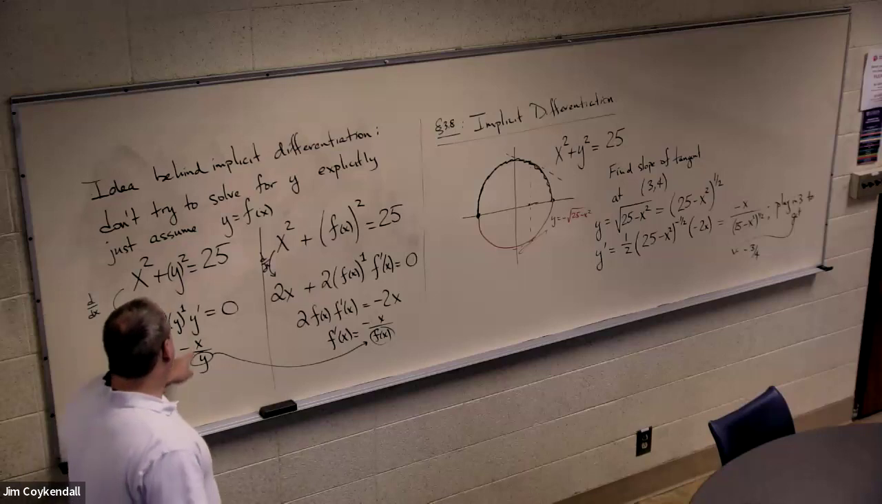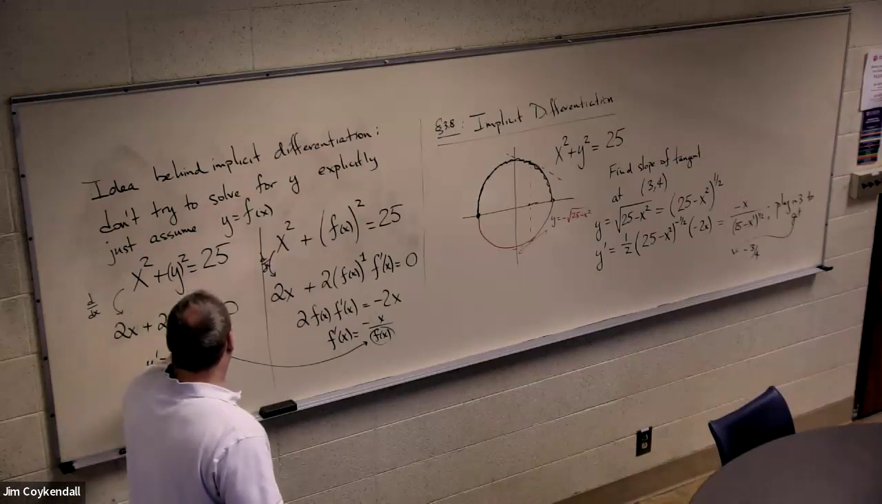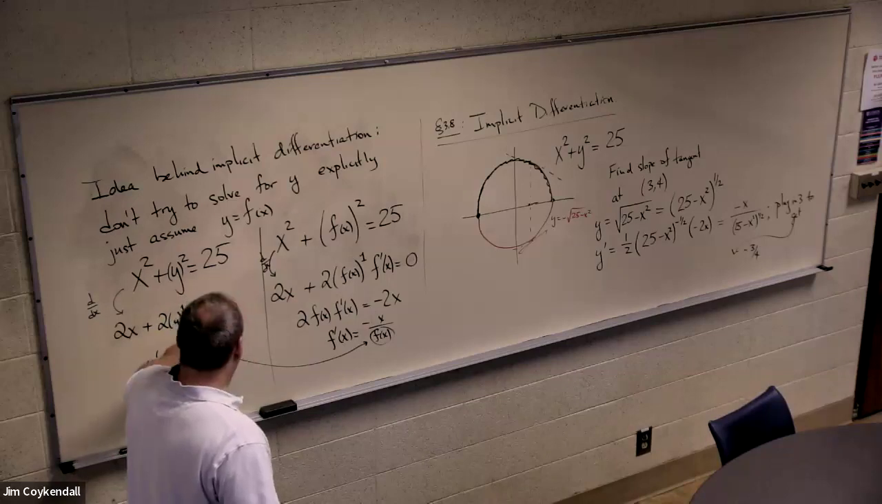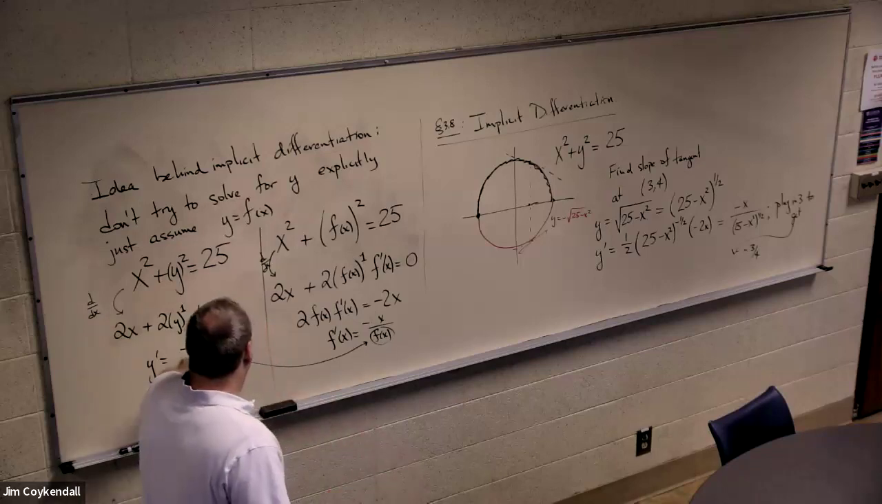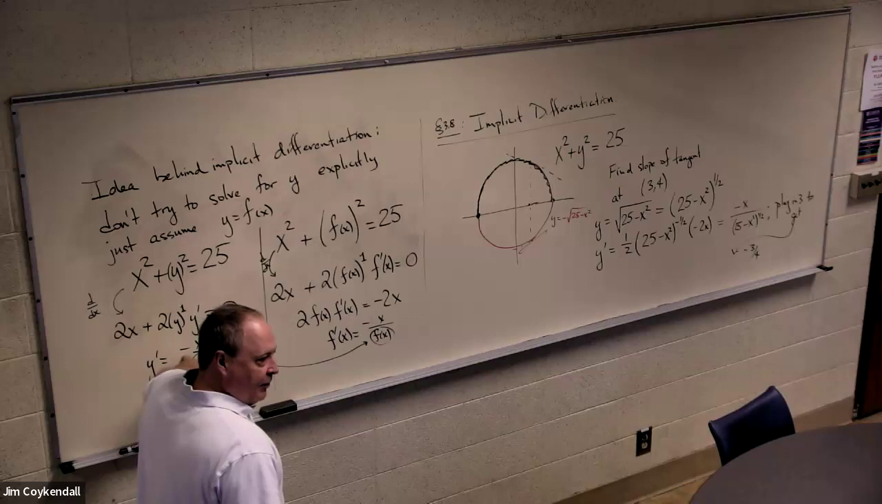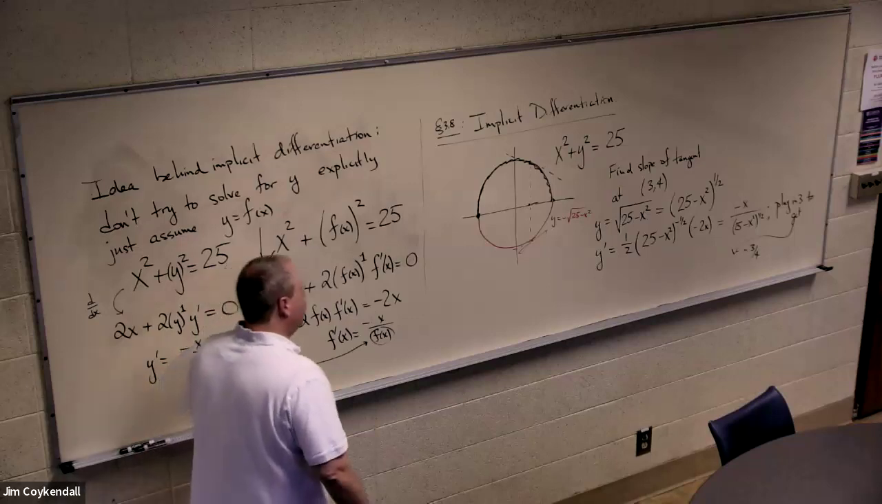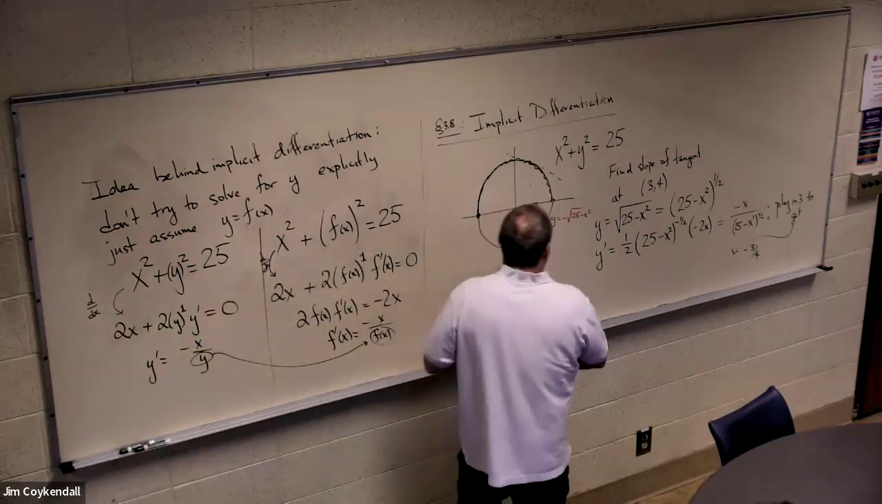The price you pay here is now you have the derivative in terms of x and y. Right? When you do it explicitly, your derivative is completely in terms of x. The price you pay for implicit is sometimes you have it in terms of y. But look how quick this makes this.